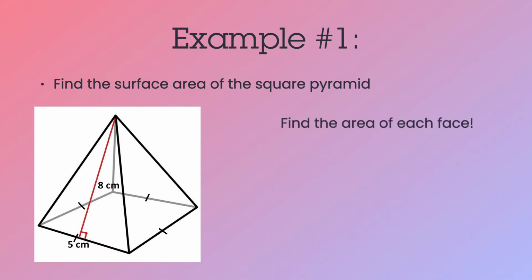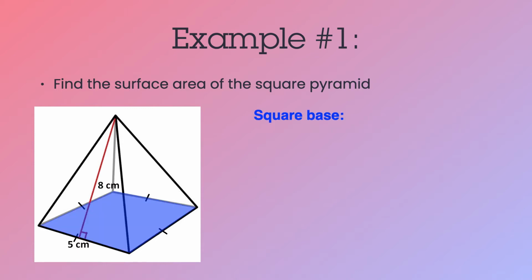So our strategy is the same as it was for surface area of prisms. We're going to find the area of each face. Let's go ahead and start with the square base. Now a square is a type of rectangle, so we'll just use the length times width formula that we've been using. And since it's a square, if one of those is 5, the other one's 5 also. So it's really just 5 squared for 25. So our square base is 25 square centimeters.